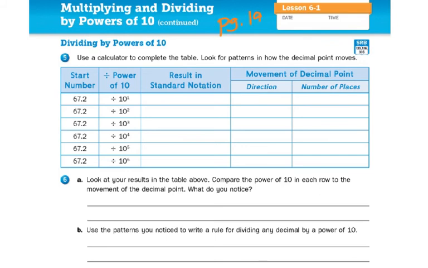Page 197. So now if we know that we move it to the right each time we multiply by a power of 10, we're going to do the opposite. So again, use your calculator. Start number is 67 and 2/10. 67.2 divided by 10 to the first power gives me 6 and 72/100. Do this with me. It moved to the left one place.